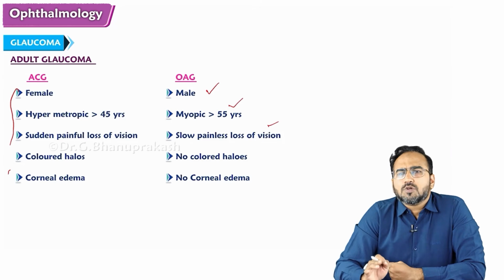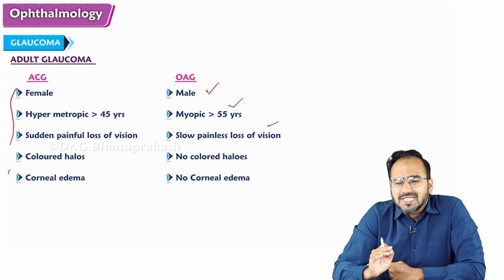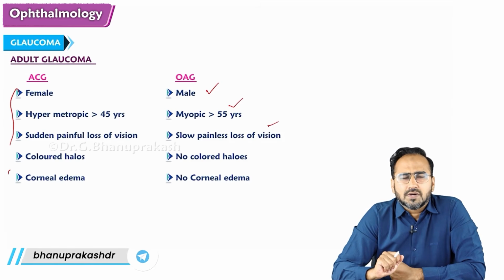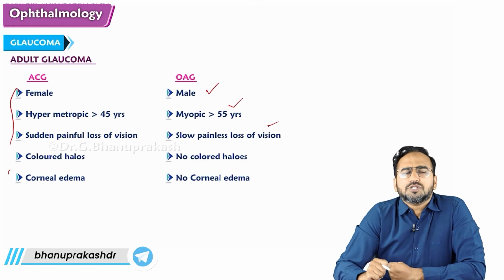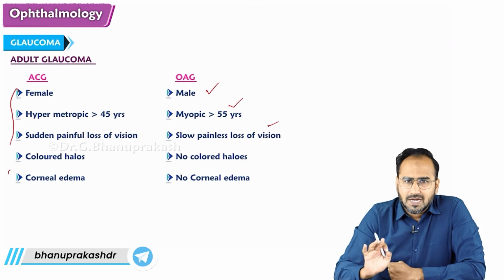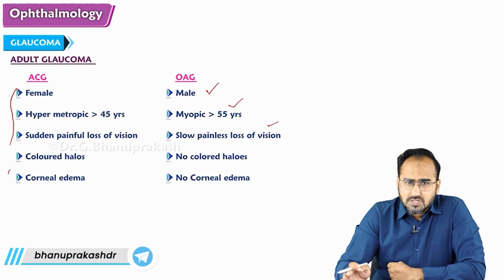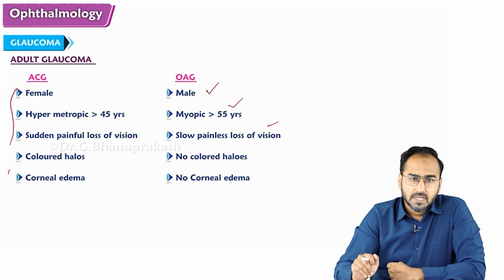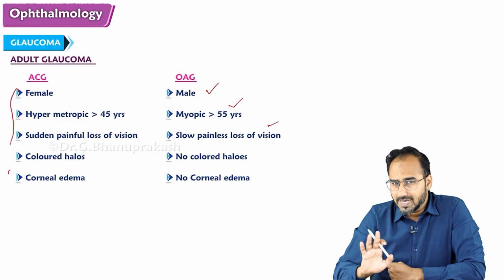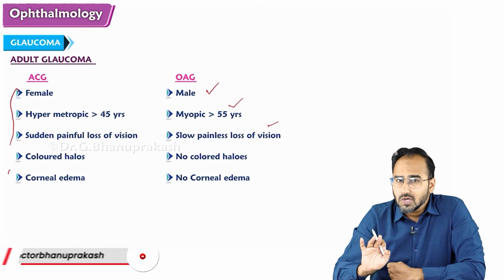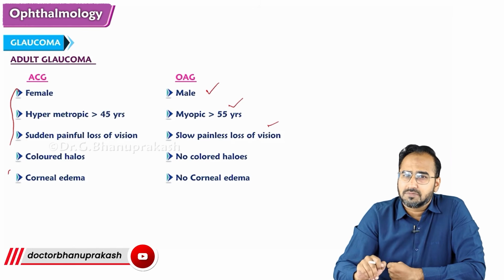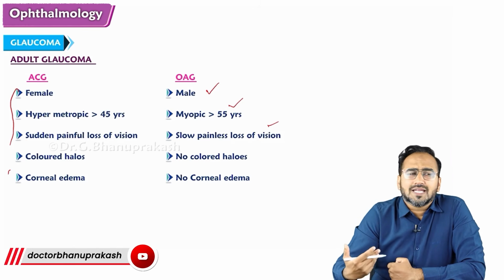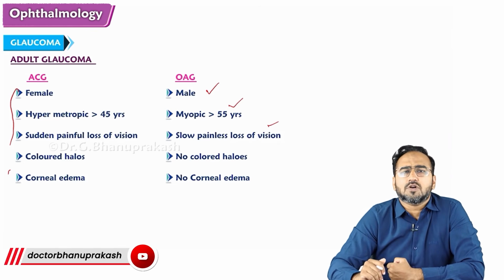When it is asymptomatic, how will you come to know that the patient has glaucoma? Remember, glaucoma is a condition that can lead to blindness if not treated in time. I told you there is open angle and angle closure. Open angle is more dangerous. Why? Because it is asymptomatic. So how will you know that this patient is suffering with open angle glaucoma?